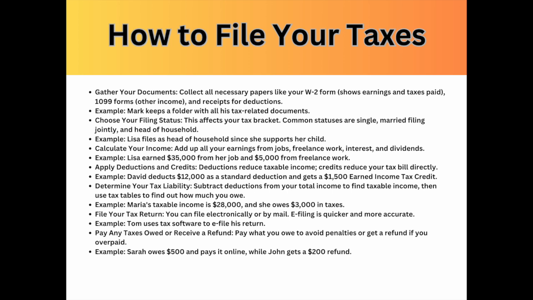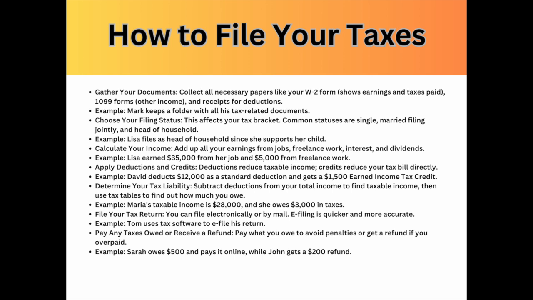Then you want to choose your filing status. This affects your tax bracket. There are different tax brackets. So the first one is you have a single status. Are you single? Are you married, filing jointly? Are you married, filing separately? Are you the head of household? So Lisa files as a head of household since she supports her child.